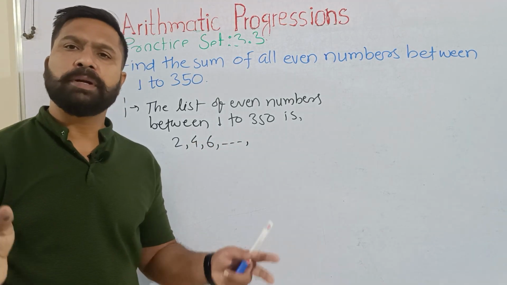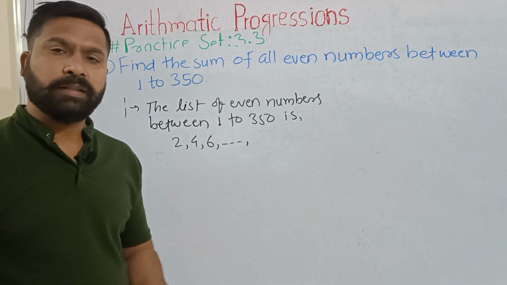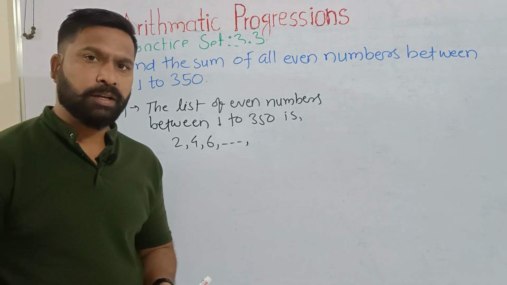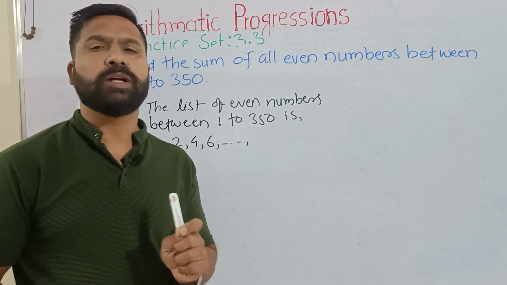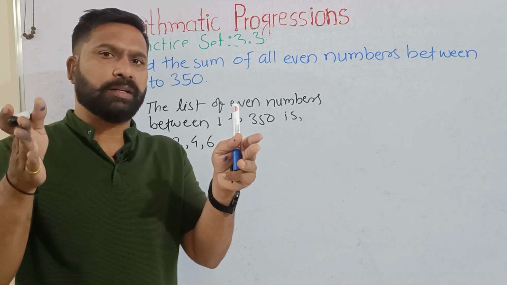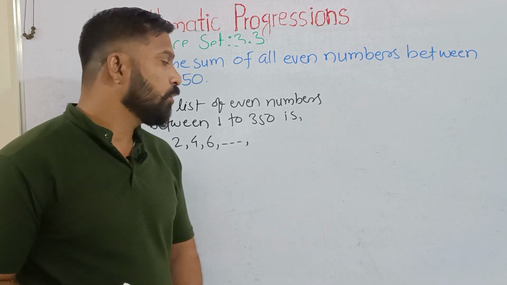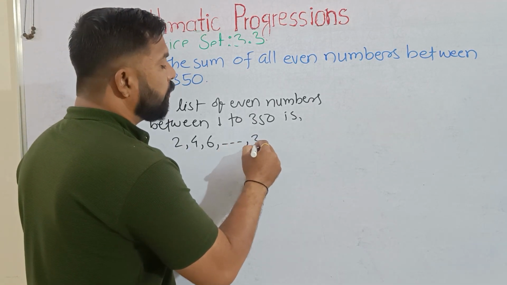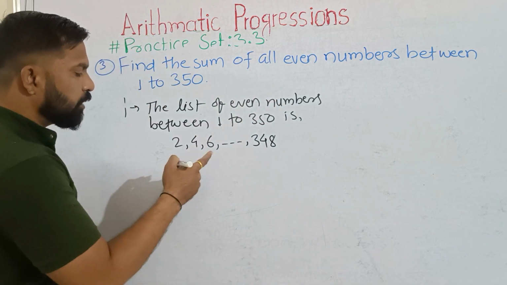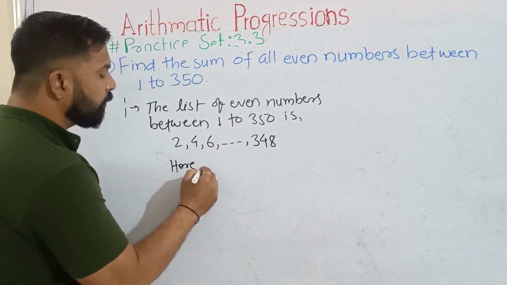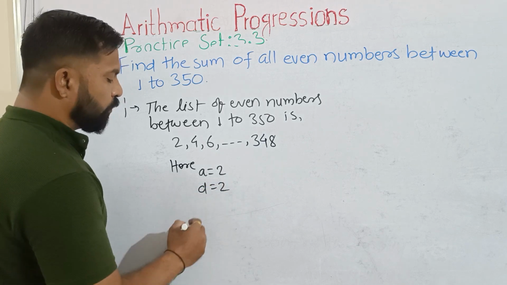They are using the word between. If they use the word from 1 to 350, then 350 can be included into it. But as they are using between, 350 should not be included. Between 1 to 350, 1 is not included and the last term is also not included. So which one is the last even number between them? 348. As per this, what we can write here? a is equal to 2, d is equal to 2.